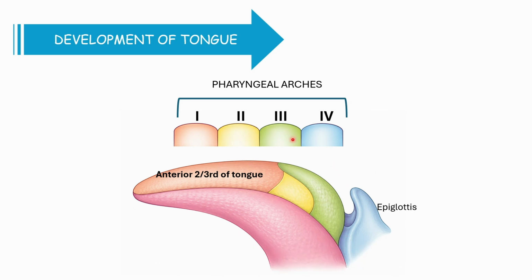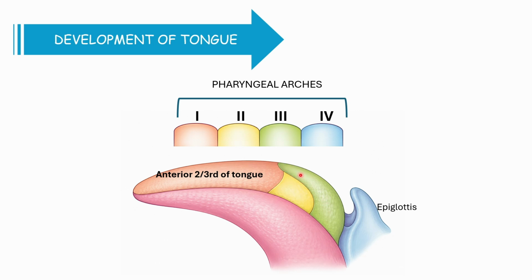Once it divides into a larger cranial part in relation to the second and third branchial arch and a smaller caudal part, the hypobranchial portion from the third arch will outgrow the second arch. So the second arch portion gets buried here and the third arch portion becomes more prominent. And the line of fusion of the anterior two-thirds and the posterior one-third here will be the sulcus terminalis.